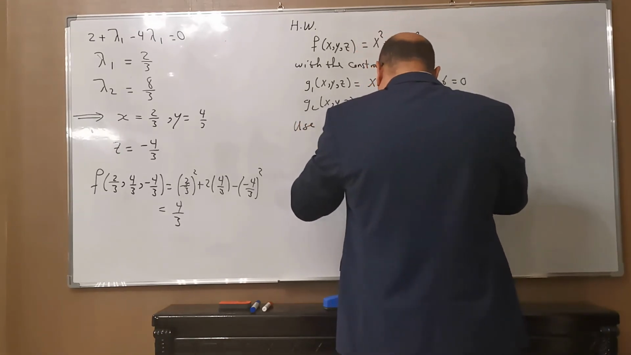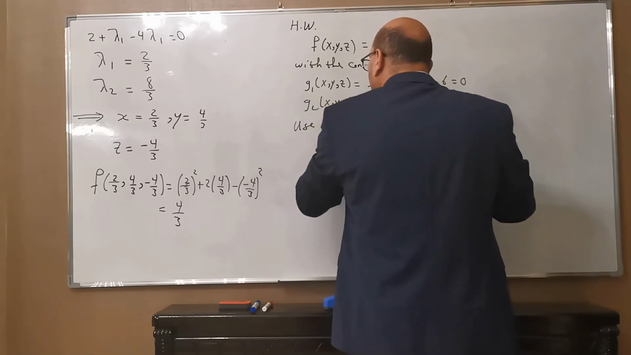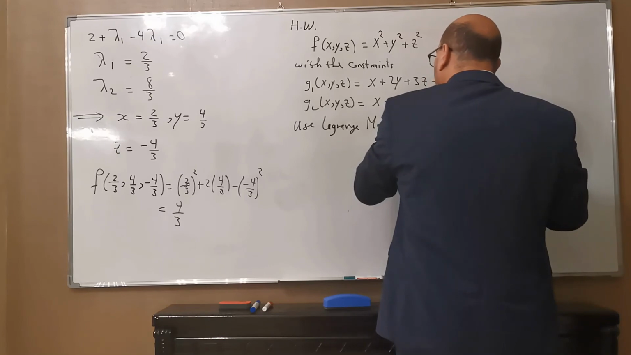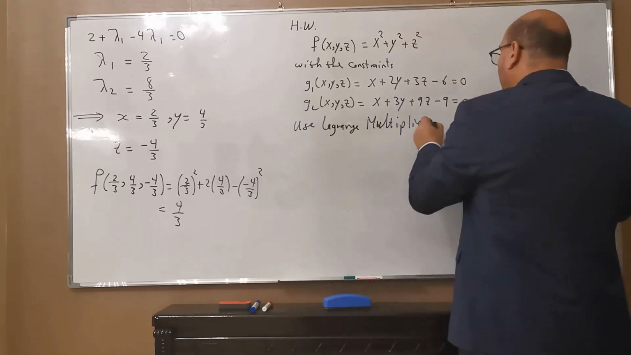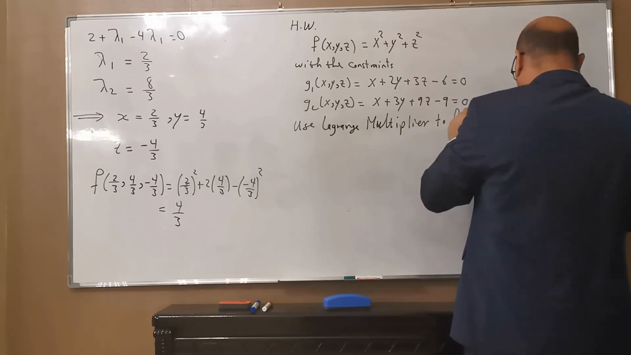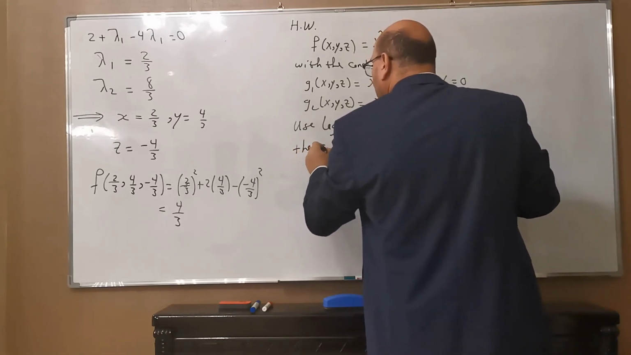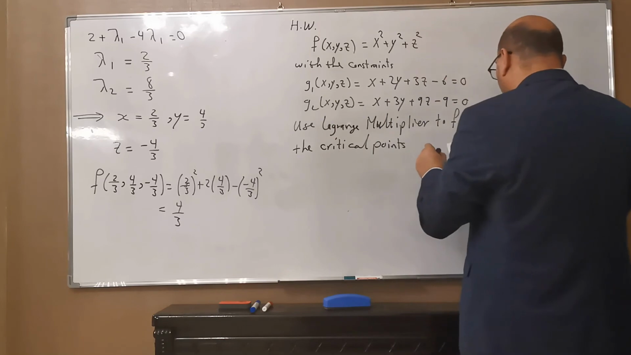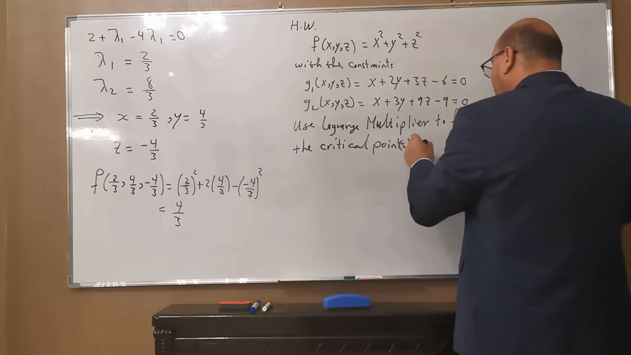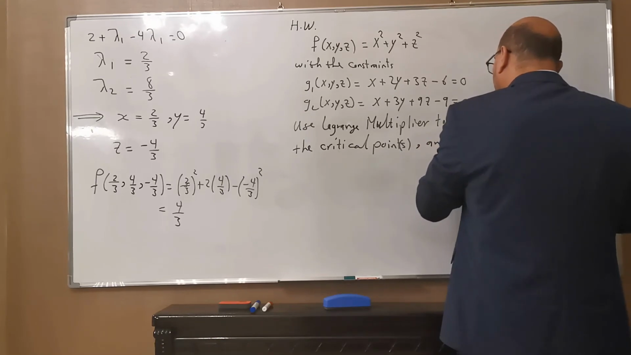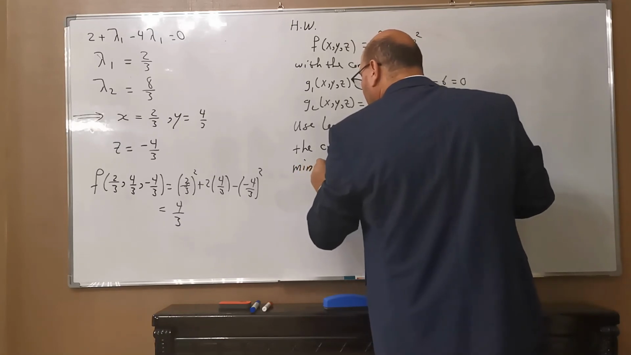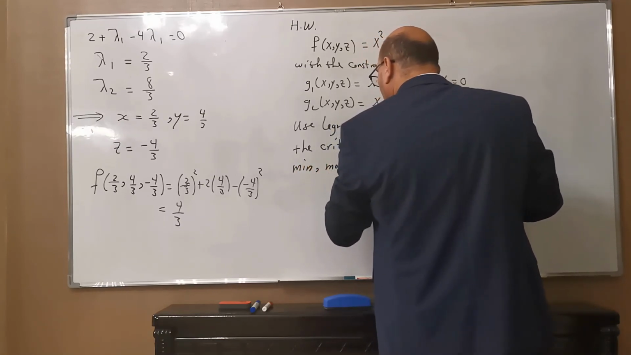Use Lagrange multipliers to find the critical points, and find the minimum or maximum or both.